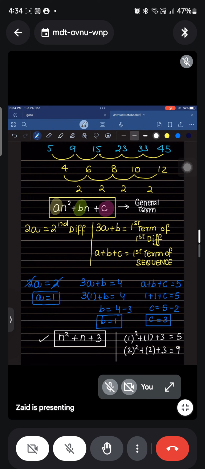Now you have got the general formula, isn't it? If you put n equals 1, you'll get the first term of the sequence. If you put n equals 2, you'll get the second term of the sequence, like this. It's just to verify. It's not a part of the answer.